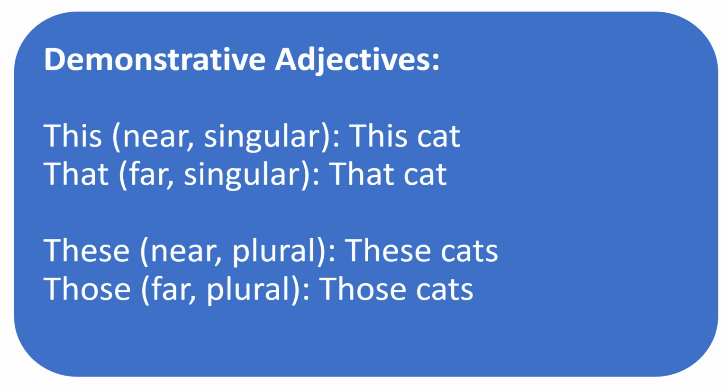Quick review. Demonstrative adjectives. This, near, singular, this cat. That, far, singular, that cat. These, near, plural, these cats. Those, far, plural, those cats.